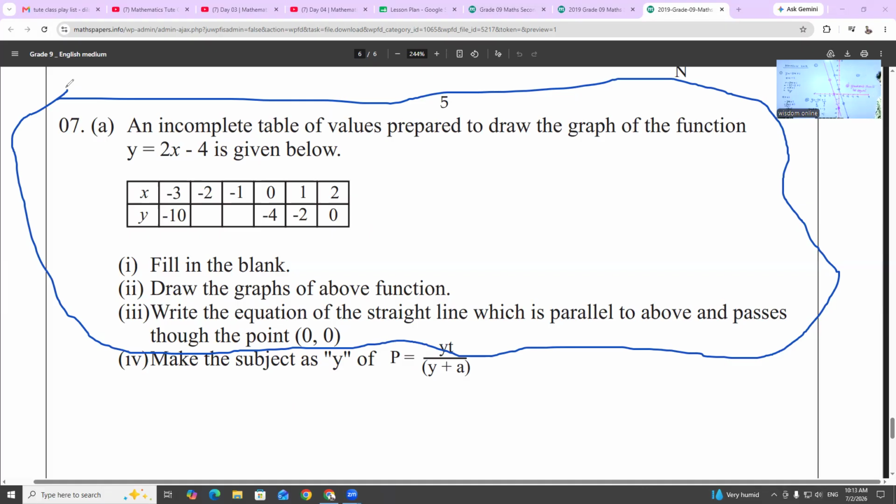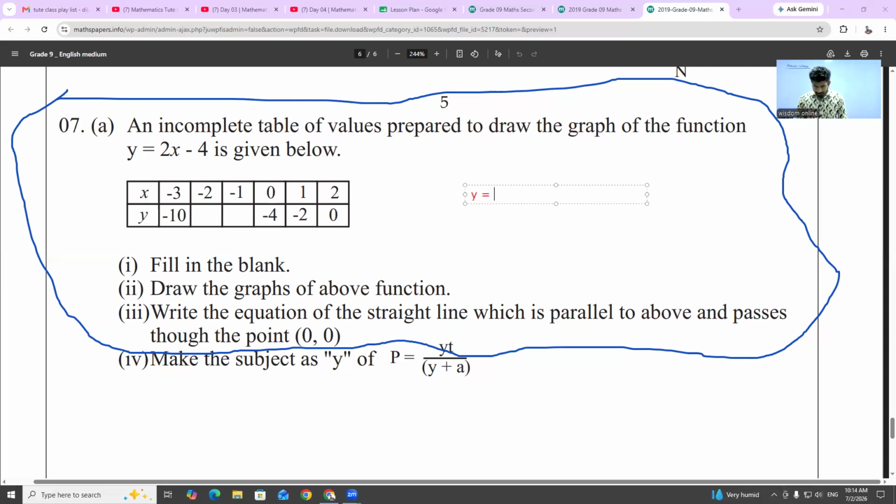Y equal 2x minus 4. Okay, then 2x minus 4, y equal 2x minus 4. Then x equals minus 2 and minus 1. X equals minus 2 and minus 1. I will work it out right here.